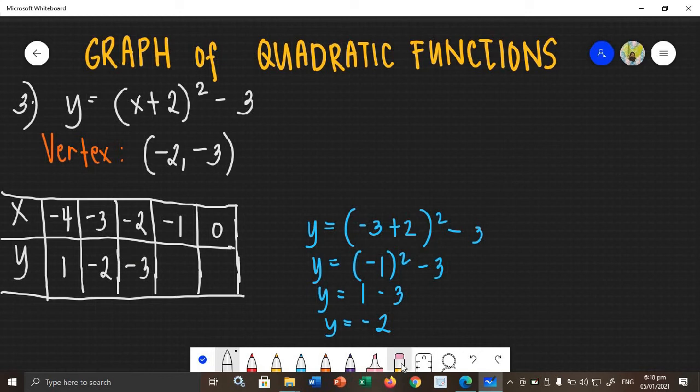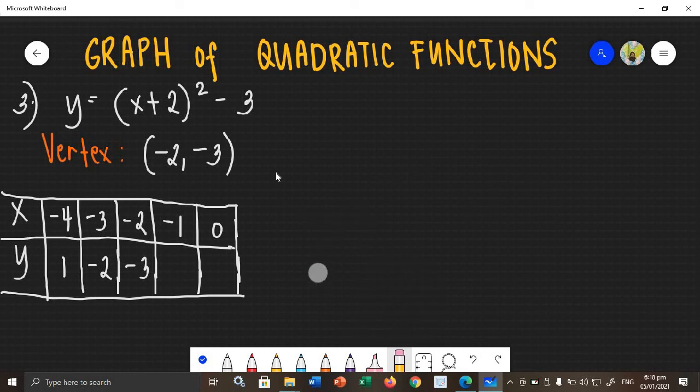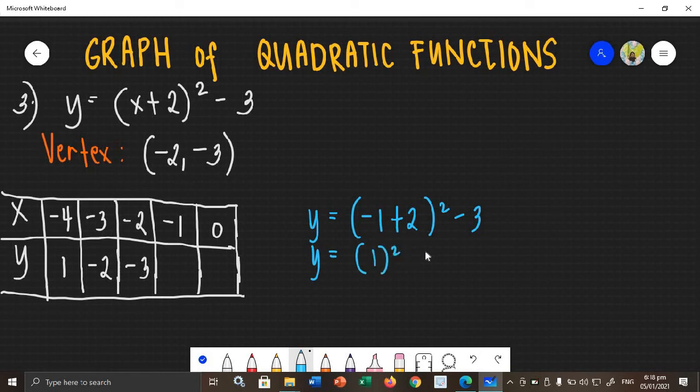And then, the third one is yung x natin is -1. So, we have (-1 plus 2) squared minus 3. Repeat the process. So, -1 plus 2, that is 1 squared minus 3. Y is equal to 1 minus 3. Y is equal to -2. So, it will just be the same. Okay? So, let's see if yung y-coordinate na kasama ni 0 is also equal to 1.